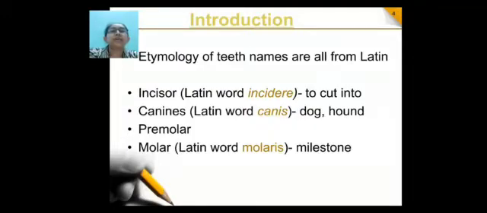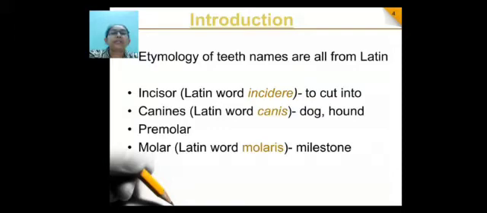So what is the etymology of the teeth? This means the origin. The terms that are given for the teeth, the origin of this name is basically from Latin. So for incisor, it is derived from insidiare, means to cut. Canine is derived from canis, means dog or horns.